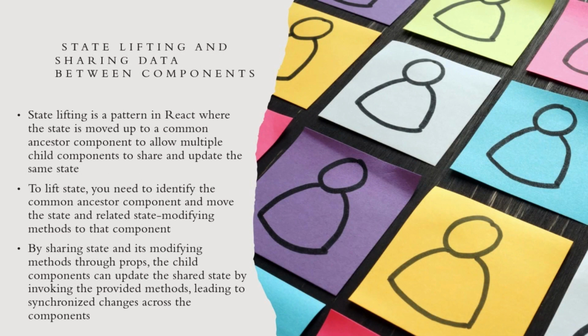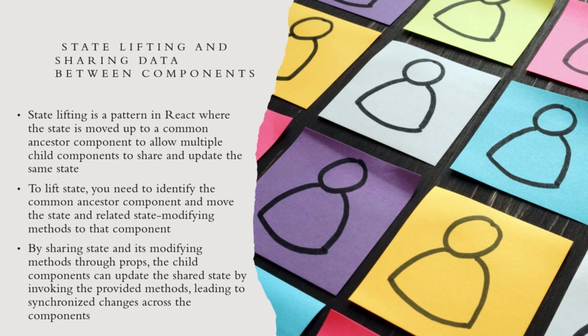State lifting and sharing data between components. State lifting is a pattern in React where the state is moved up to a common ancestor component to allow multiple child components to share and update the same state. This enables synchronization between components and ensures that changes in one component are reflected in others.